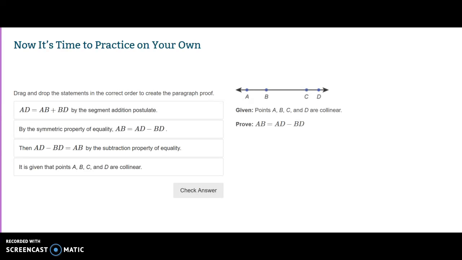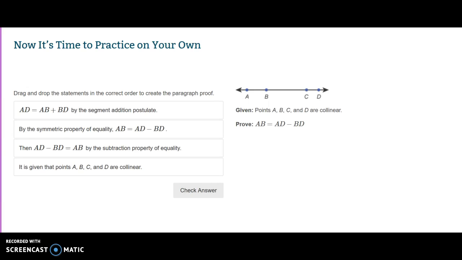Hey guys, now it is time for On Your Own practice for lesson 206. So drag and drop the statements in the correct order to create the paragraph proof.